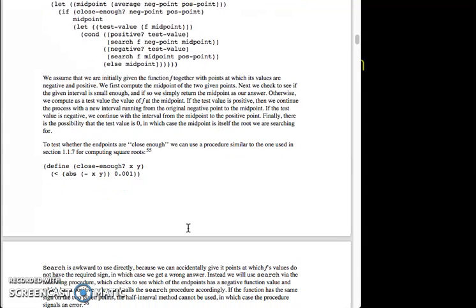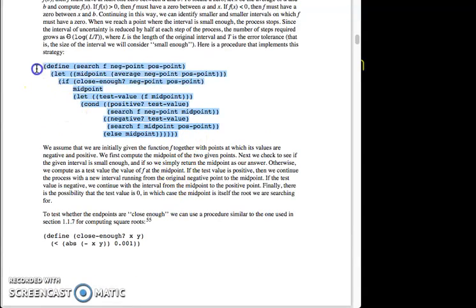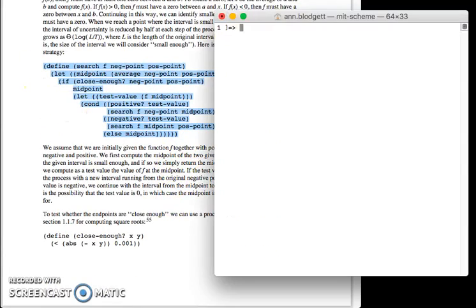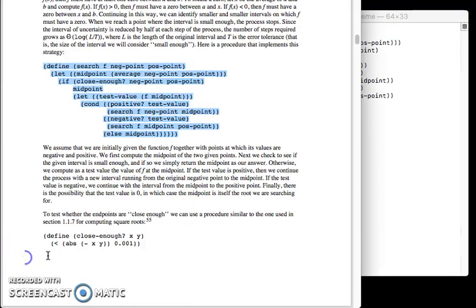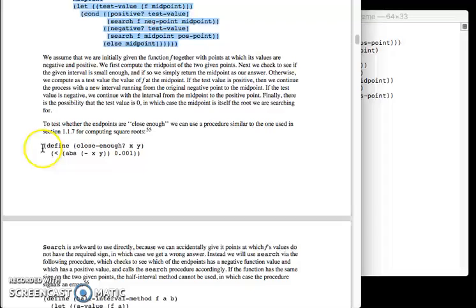To test whether our endpoints are close enough, we can use a procedure similar to the one used in section 1.1.7 for computing square roots. So let's put this in first. Define the procedure close enough that takes inputs x and y, to check to see if the absolute value of x minus y is less than 0.001.